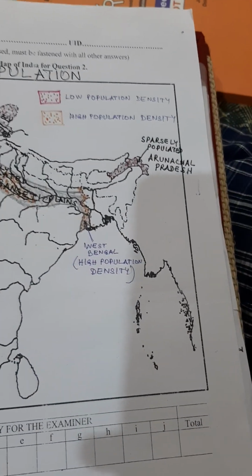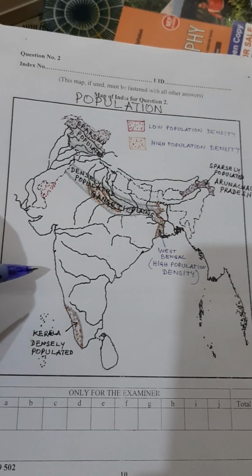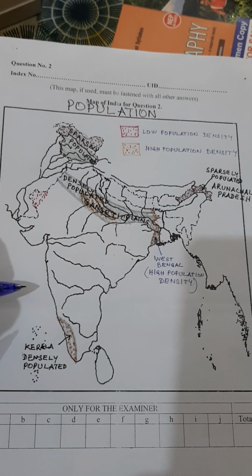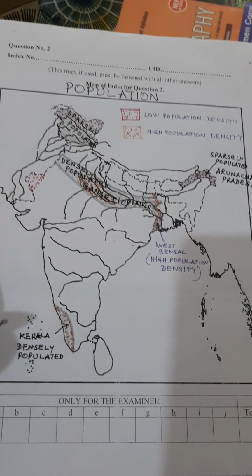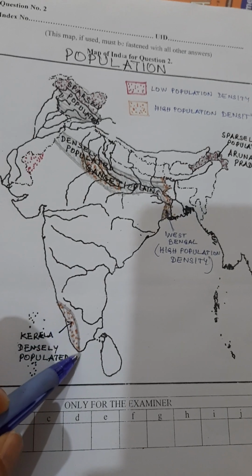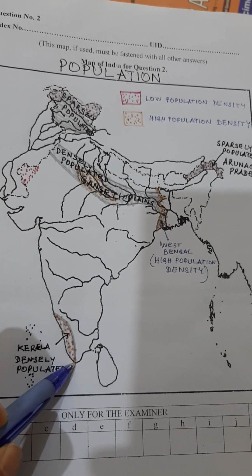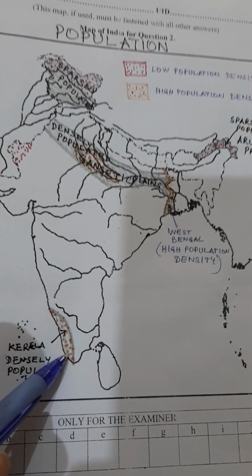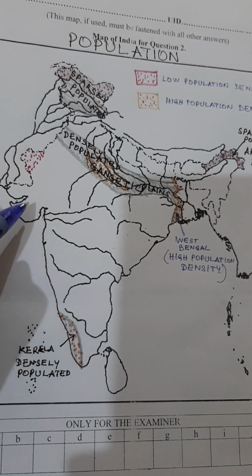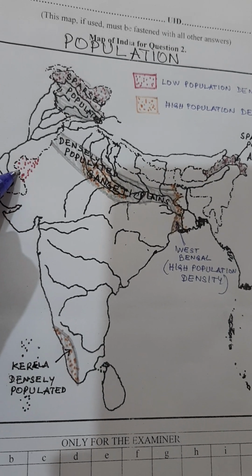Okay, next we have a population map here. So mainly densely populated and sparsely populated. Sparsely populated means low density. Densely populated means high density of population. So you will see Kerala is a densely populated area in the south. Okay, shown by red dots. Actually, it should be yellow dots here. Okay, by yellow dots. Then red dots actually is low density. So Thar Desert is a low density area.